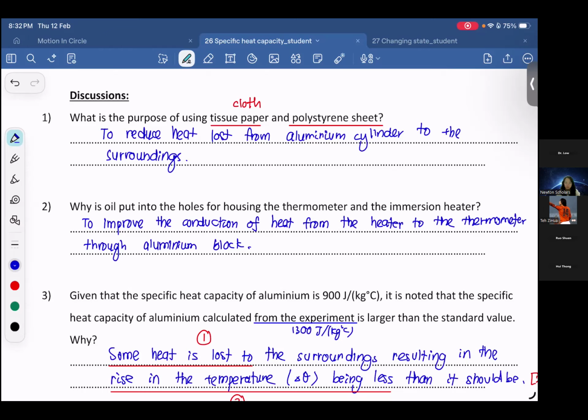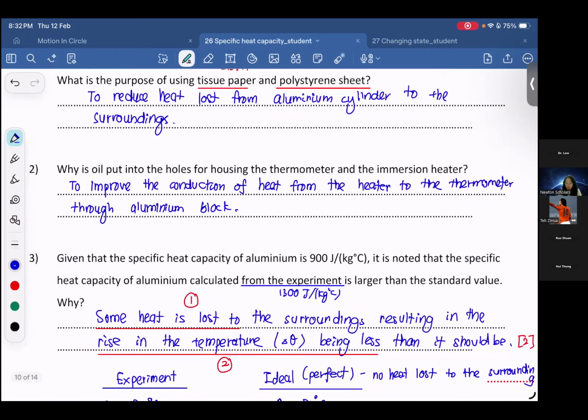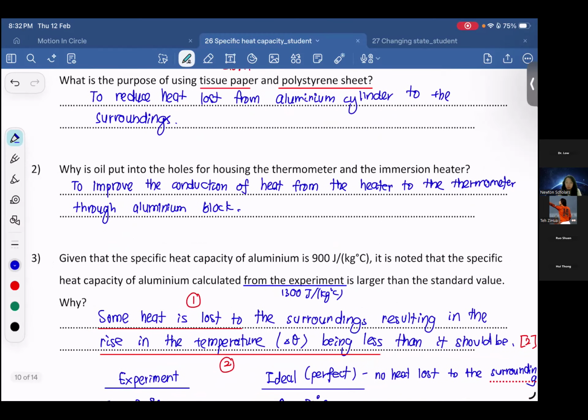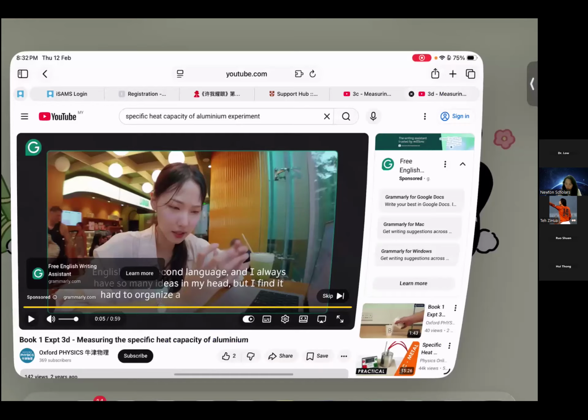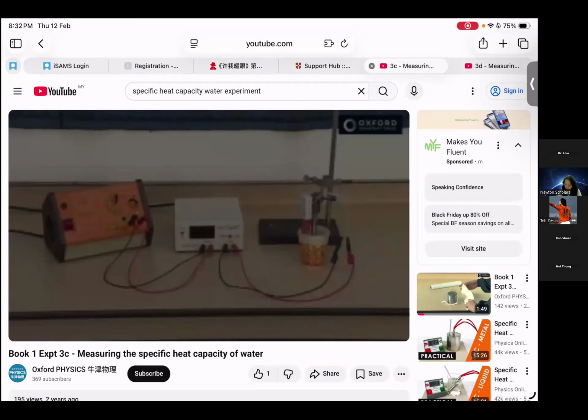Okay, finish. If finished, then we go into page 11. So now we study about aluminium. Page 11 is where we find the specific heat capacity for water. The rest of you, I'm going to YouTube to play the video for the specific heat capacity for liquid. So this one.